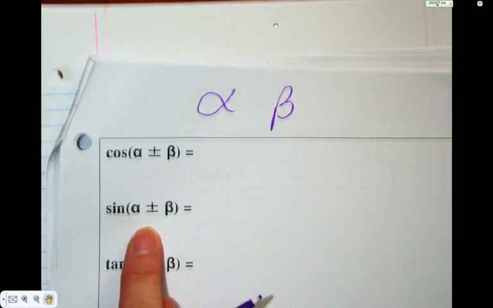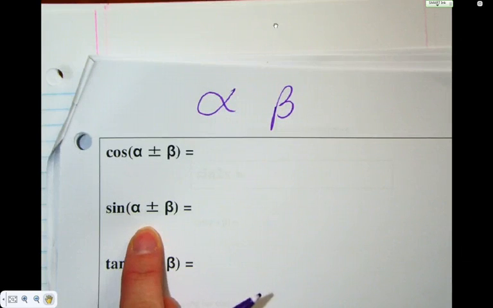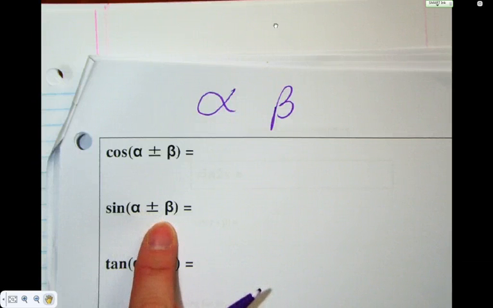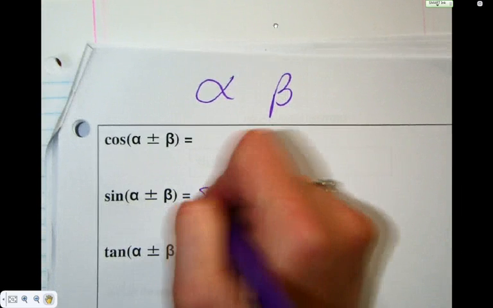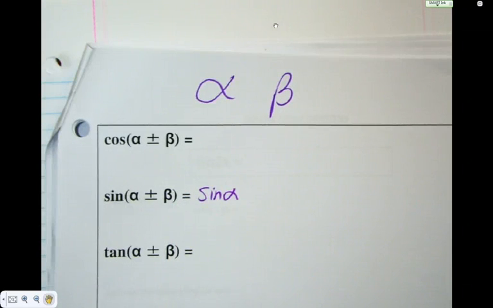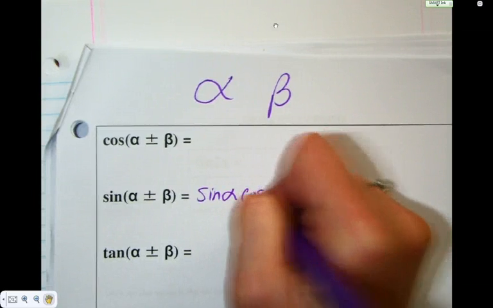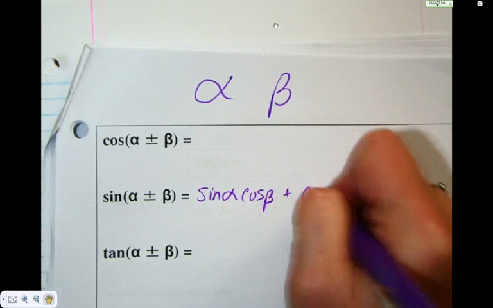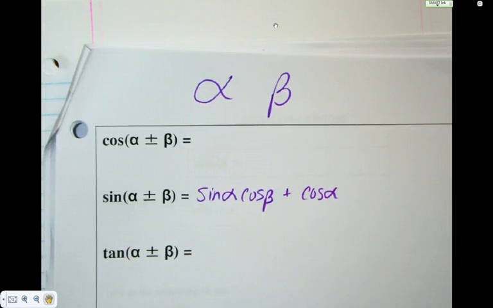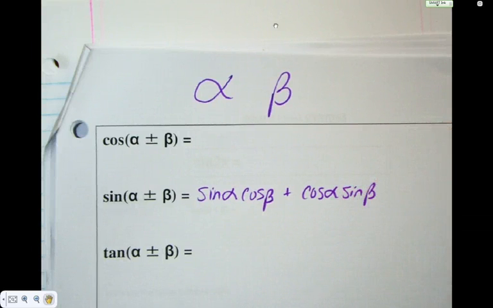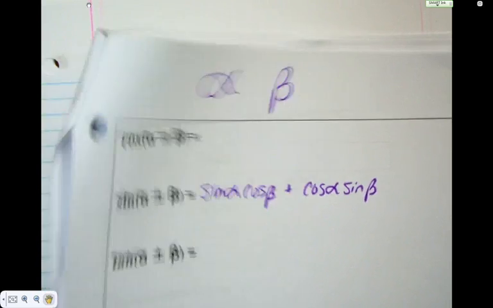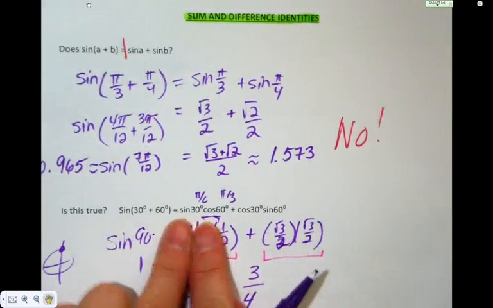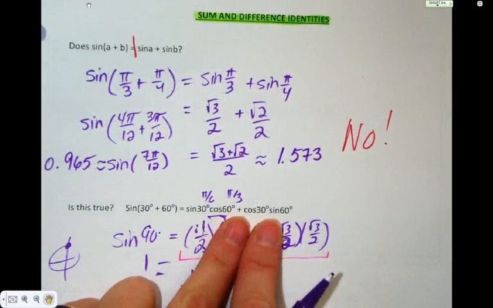So let's go to our sine one first, because that's what we just proved in the last example. We looked at sine of 30 plus 60. And so we just determined that the formula of alpha plus beta for sine is the sine of alpha, whatever the first angle is, times the cos of beta, whatever the second angle is, plus the cos of alpha, the first angle, times the sine of beta. Okay, so just peek back at the last example. That's what we were doing here. We were doing that formula, we just didn't know it.